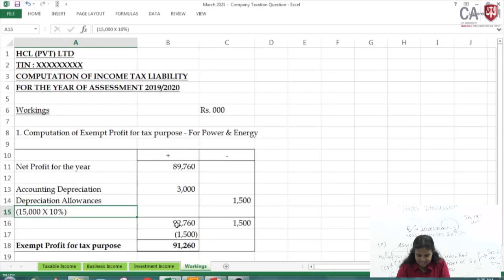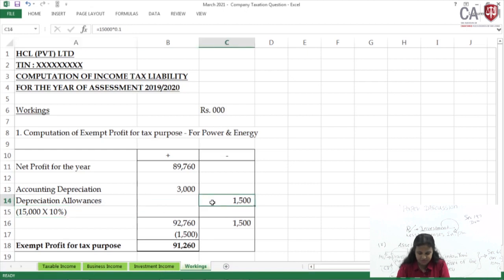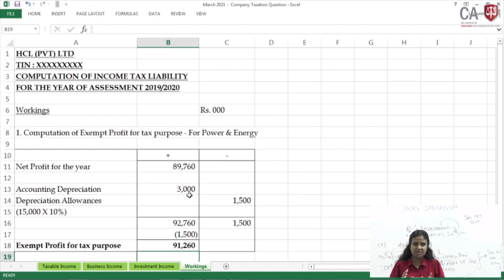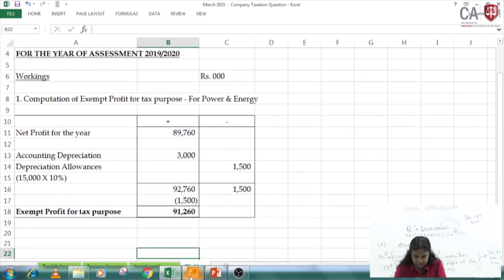Then after that, the depreciation allowance 1,500, then the tax, the plus part and the minus, exempt profit for tax purposes is not 89,760, it is 91,260. This is the purpose of the additional information given on the exempt profit. You cannot go without considering any of the adjustments given by the examiner. It has been given for a purpose. Understanding the purpose is your end at the examination. If you read it carefully, you can get this information. Okay, then that one also we have completed.